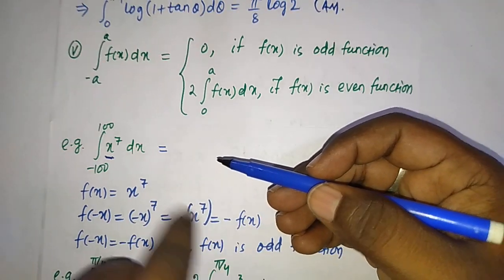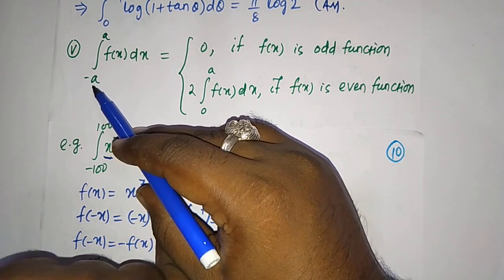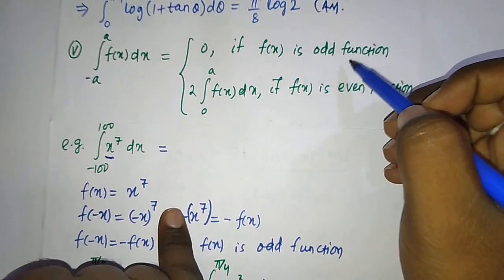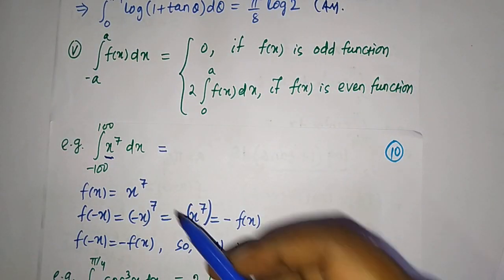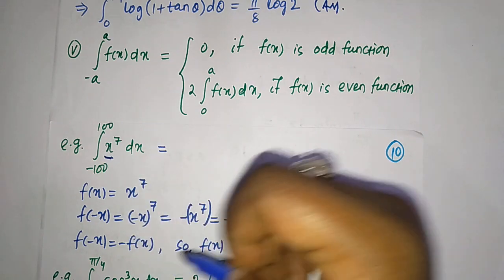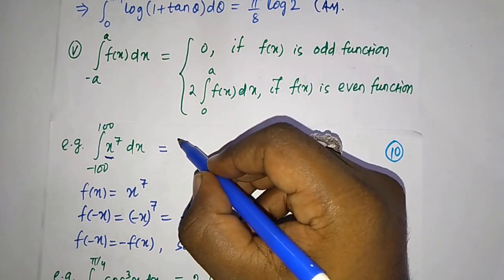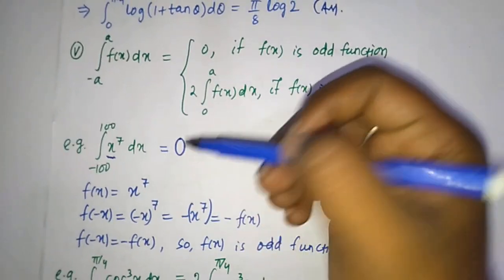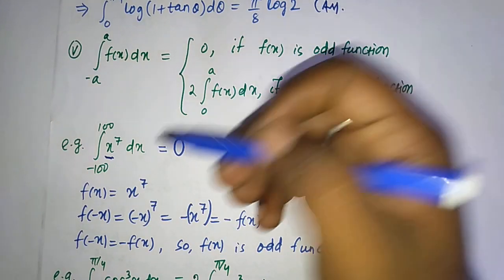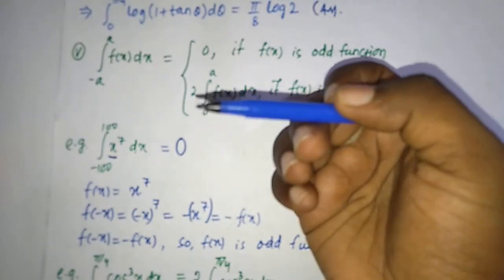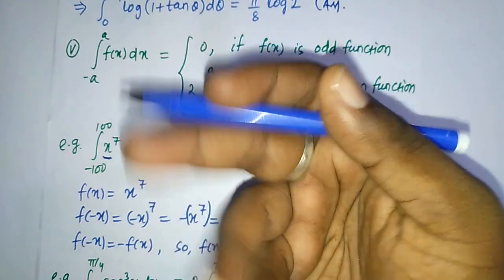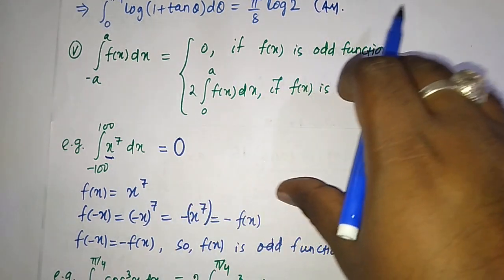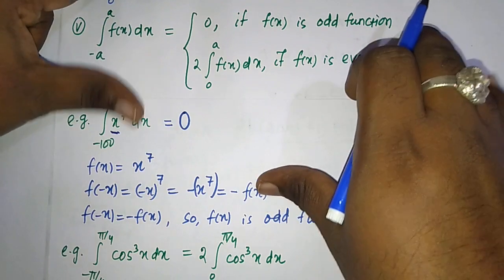Then you know integration of f of x from minus a to a is 0 if f of x is an odd function. Here you have got f of x, that is x to the power 7, is an odd function. That's why integration of this function from minus 100 to 100 is equal to 0. You don't need to find its value by finding its integration. You can directly put its value as 0.